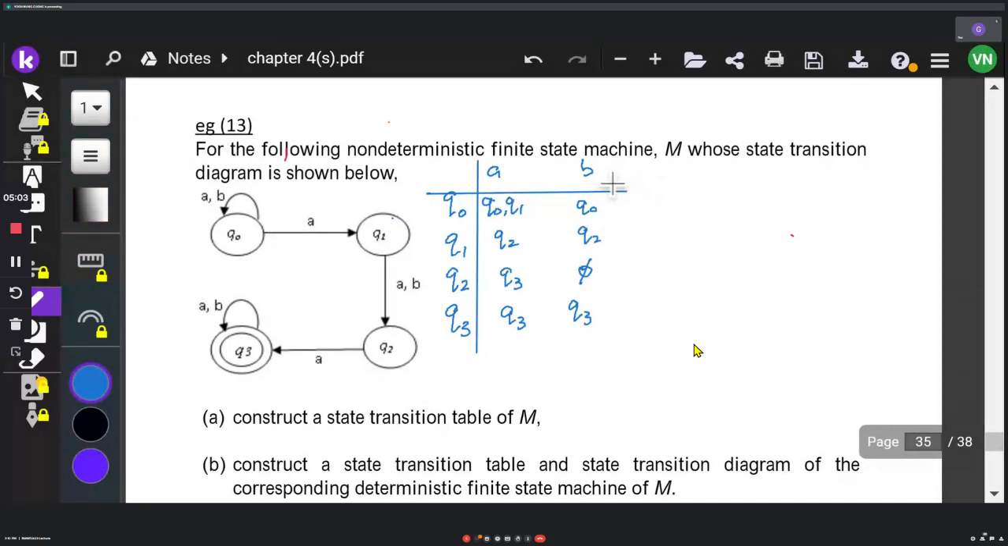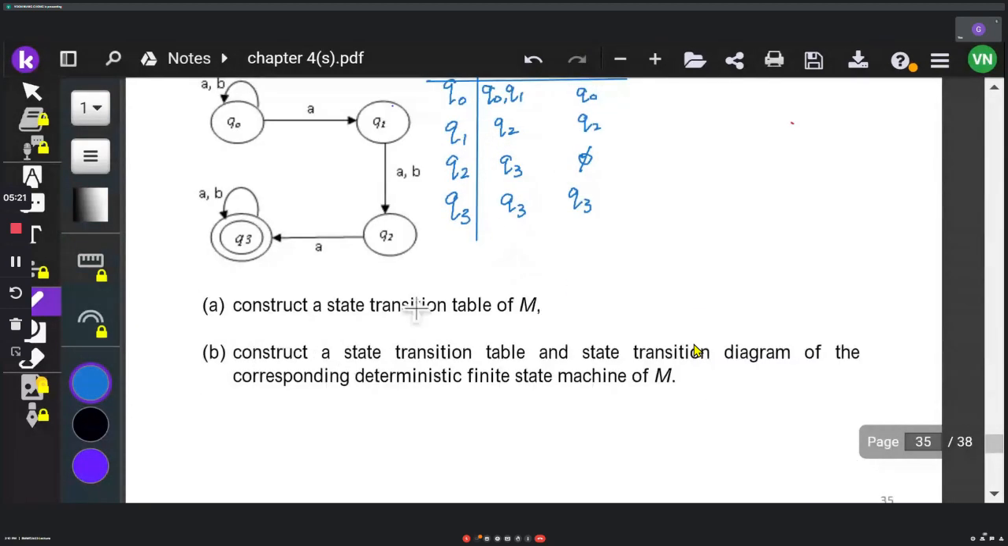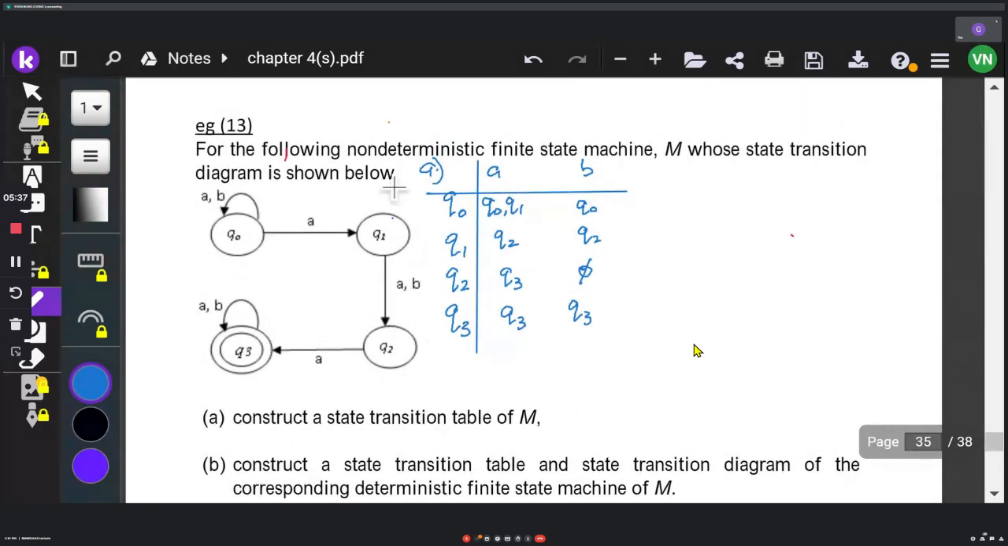So here you can see that because Q0 with input A goes to two different states, and Q2 after input B goes to none, this is a non-deterministic finite state machine. Part A is this one: they ask you to construct the state transition table. Part B, construct the state transition table and the state transition diagram of the corresponding deterministic finite state machine. So we need to find the deterministic from this table. We convert to the deterministic table first.